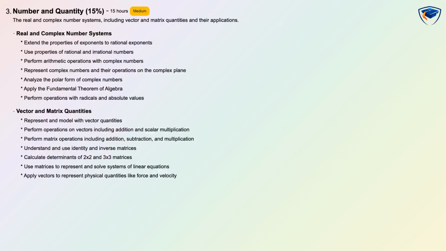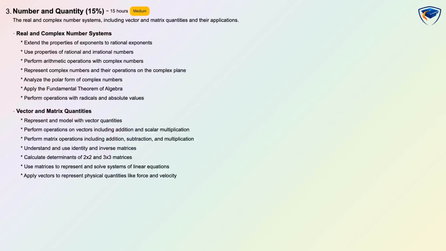Number and quantity makes up 15% of the test, is medium in difficulty, and recommends 15 hours of study. This domain covers the real and complex number systems, extending exponent rules to rational exponents and working with rational and irrational numbers, radicals, and absolute values.